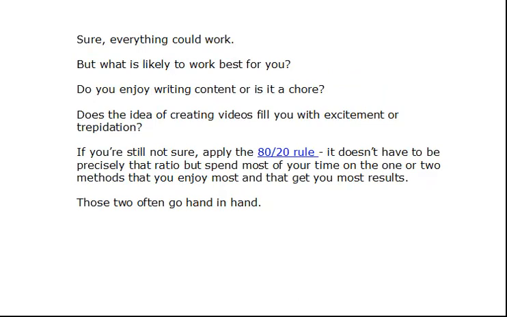And sure, near enough every method could work, but what's likely to work best for you? Do you enjoy writing content, or do you find it a chore? Does the idea of creating videos like this fill you with excitement or trepidation? And if you're still not sure, apply the 80-20 rule. It doesn't have to be precisely that ratio, but spend most of your time on the one or two methods you enjoy most and that get you the most results. And often those two go hand in hand, because it will come out that you enjoy it.